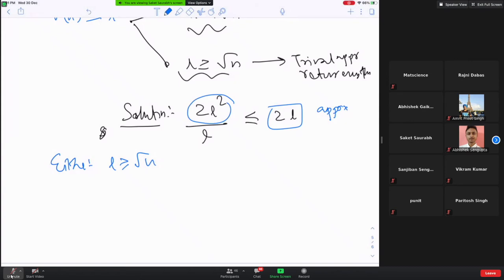Because look, you are returning a solution of size whole vertex set, right? Or in the other case, L is the lower bound and you are returning a solution of size 2L square, right? So you are never returning a solution which is worse than factor L. You get my point?